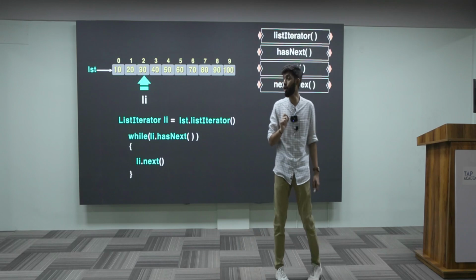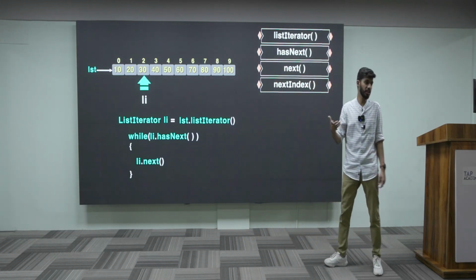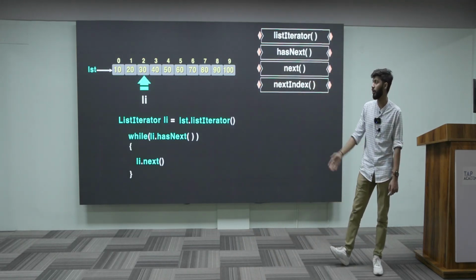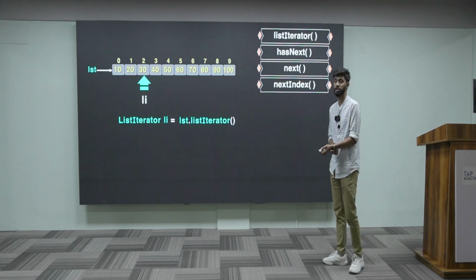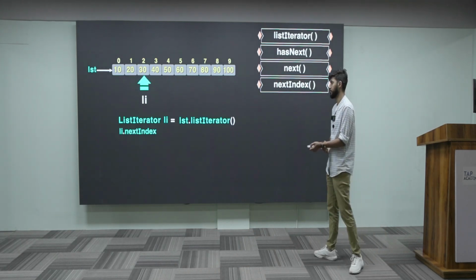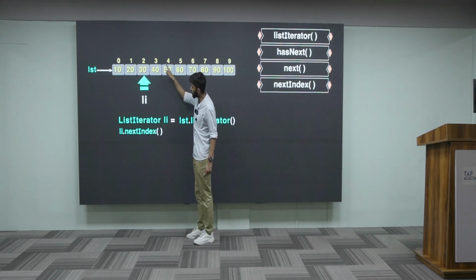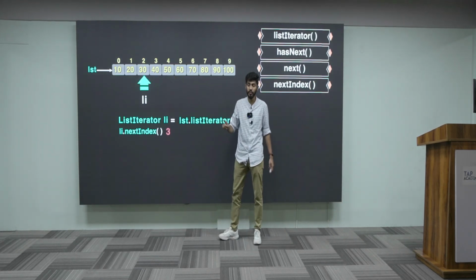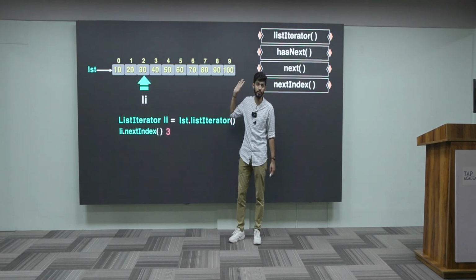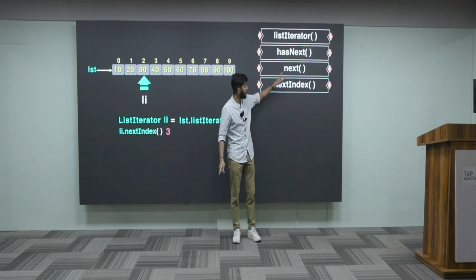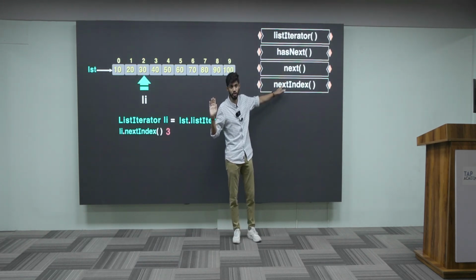Now, if you want to print the next index, you can make use of nextIndex and print. How do I do it? Li dot nextIndex. It will help you get the next index. But my question is, if I say Li dot nextIndex, it will give me 3, but along with that, will it move the cursor to the right side or not? It will not. It will move only when you call next. For nextIndex, it shall not move. Is that clear to you?